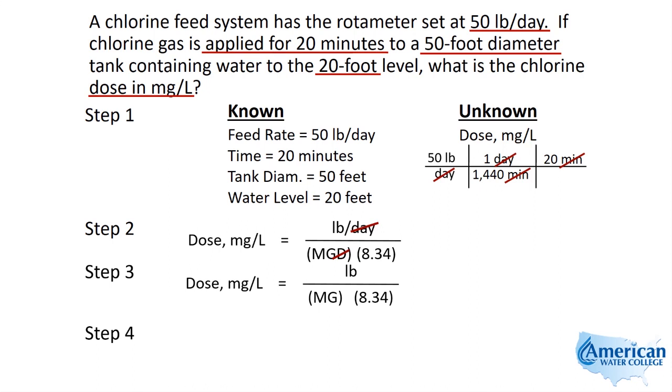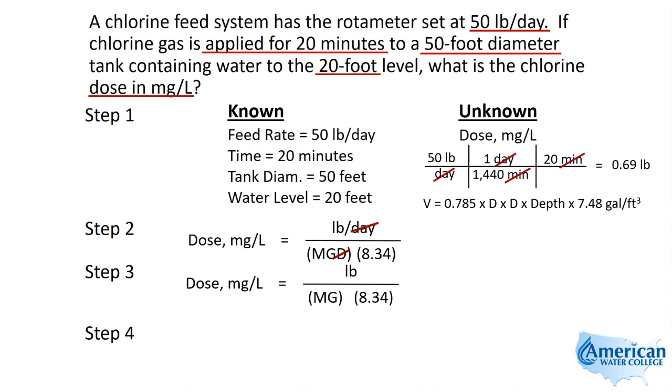Okay, so to recap here, we took our feed rate, 50 pounds per day, and we said, well, how many pounds per minute? So we converted that to pounds per minute, and then we multiplied it by the 20 minutes that we dosed to get our total pounds, because that's what we're interested in. So our total pounds added in that 20-minute period is 0.69 pounds.